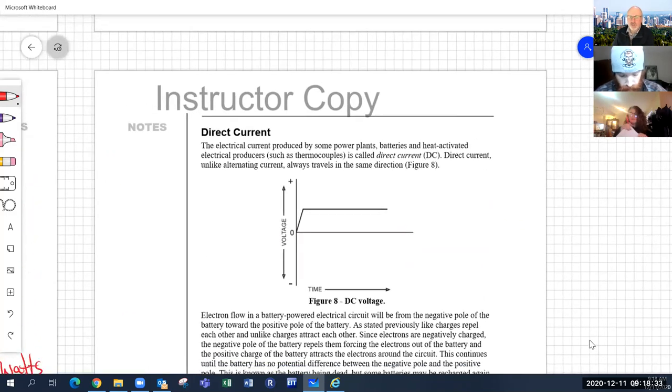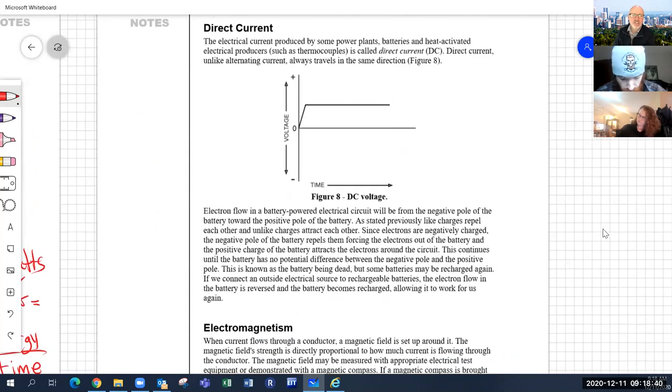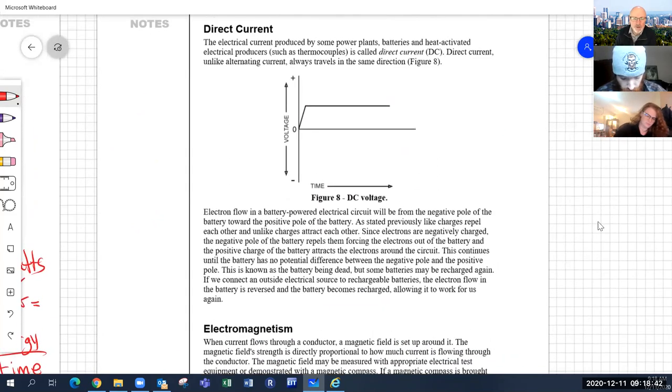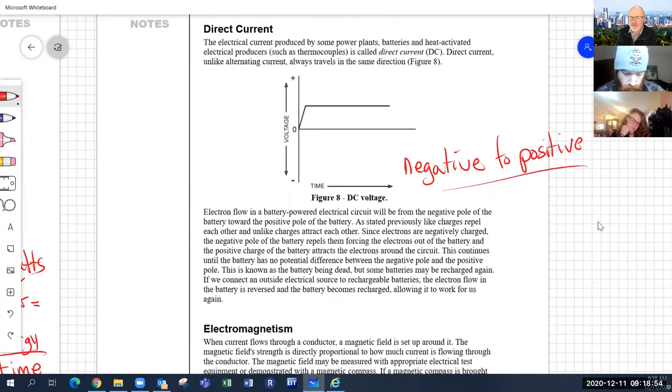And then we go into direct current, and that's really the same picture that I had in my little video right there. But you got to know that electrical current always goes from the negative to the positive only. Negative to positive is how DC current or direct current, this is direct current we're talking about, DC current always goes from negative to the positive.